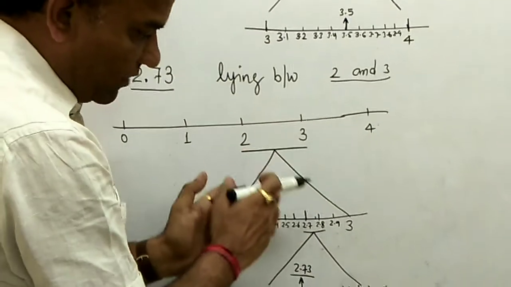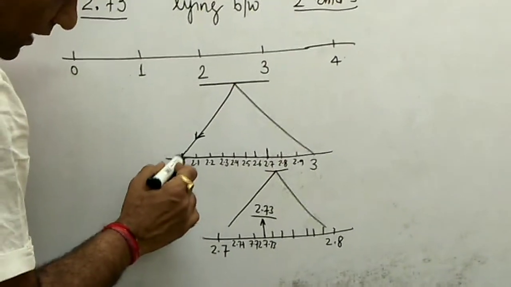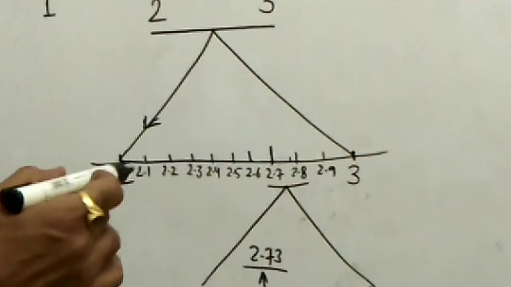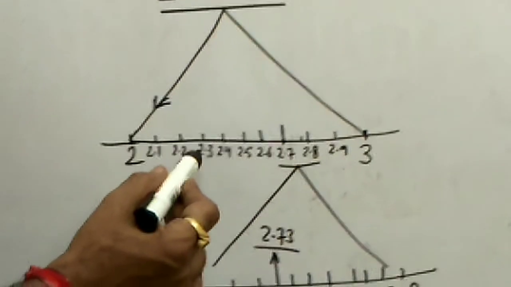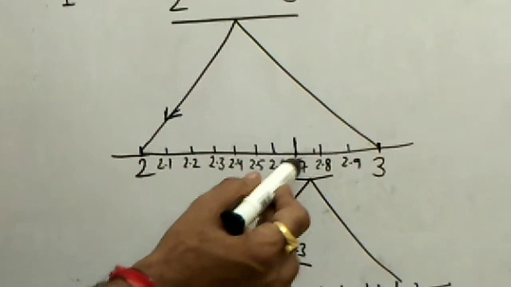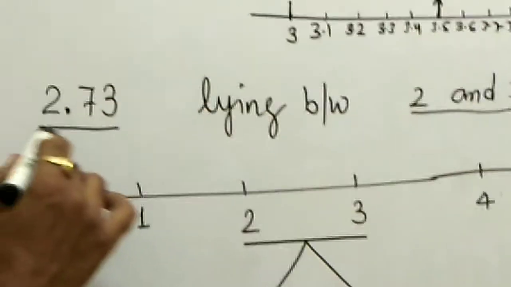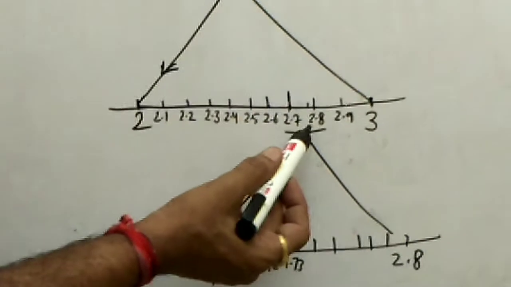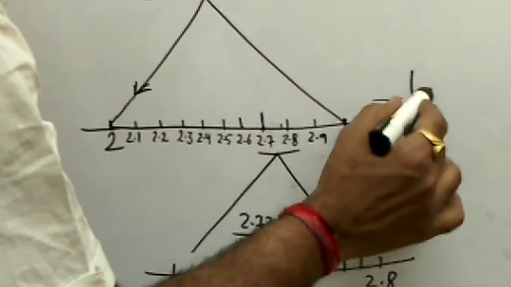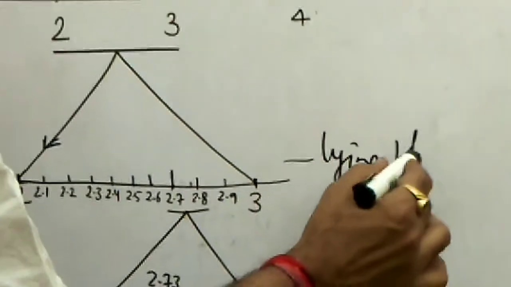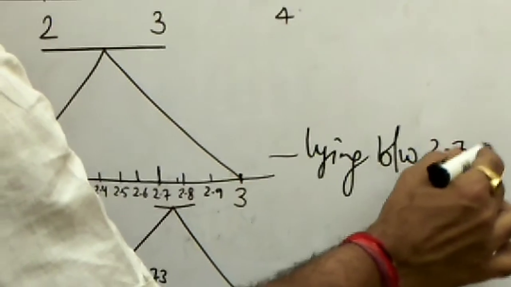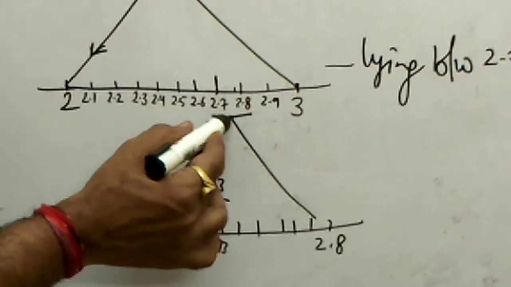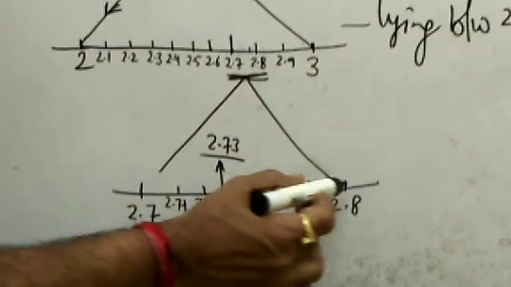Now this 2 and 3 again we enlarge and underline the part between 2 and 3. Now 2 and 3 are divided into 10 parts, and here we write down 2.1, 2.2, 2.3, up to 2.8, and our number is 2.7 something. It means it is lying between 2.7 and 2.8. So here we underline 2.7 and 2.8, and then we enlarge these numbers again.